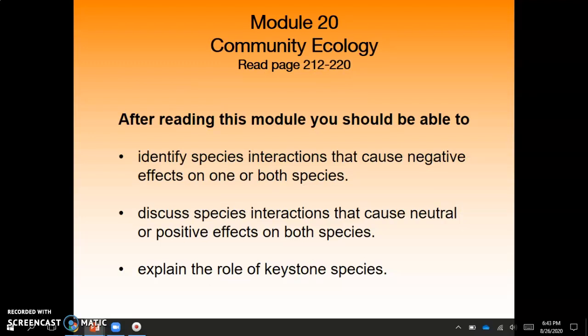So moving on, just to get started, again, this lesson is about community ecology, and this corresponds with pages 212 to 220 in your textbook. After completing this lesson, you should be able to identify species interactions that cause negative effects on one or both species, discuss species interactions that cause neutral or positive effects on both species, and also explain the role of a keystone species.